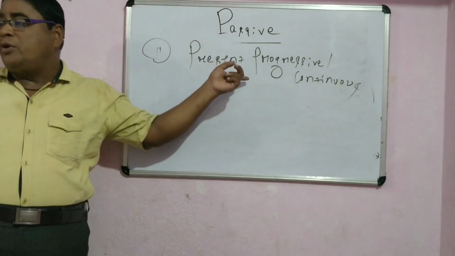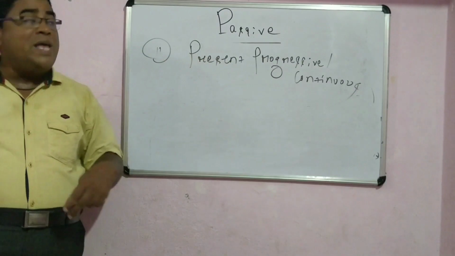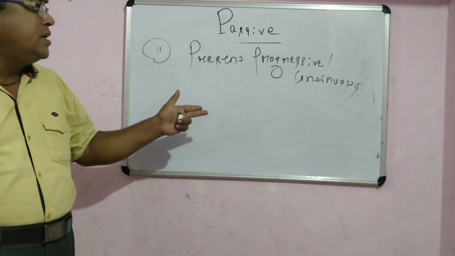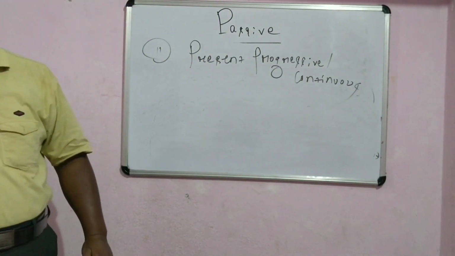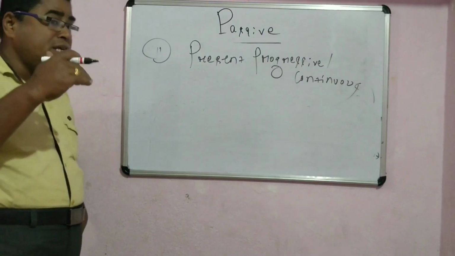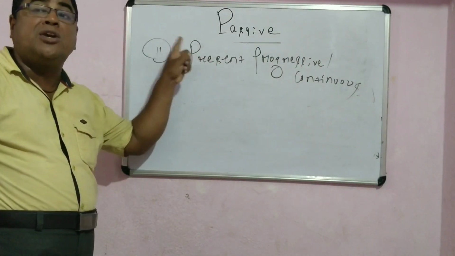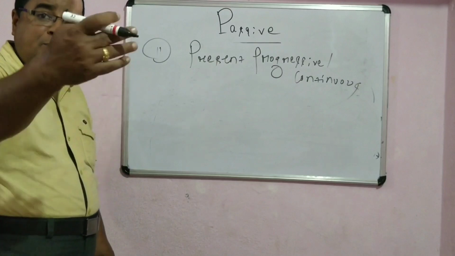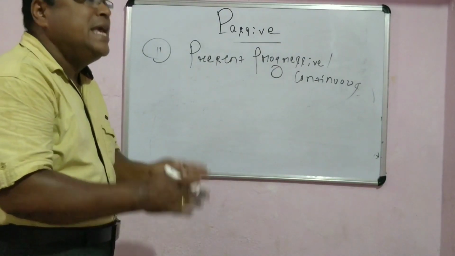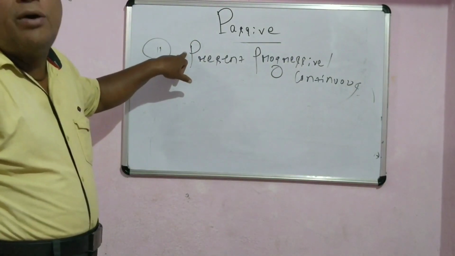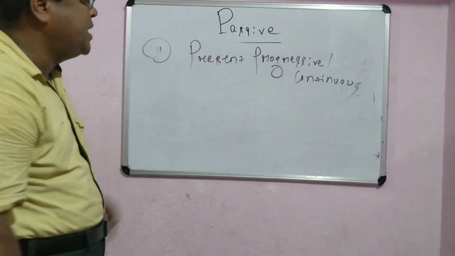Why is it called present progressive? Because when the speaker says something, some action is going on. When some action is going on at the time of the speaking of the speaker, it is called present progressive. That means some action is in progress at the present time. That is why it is called present progressive.